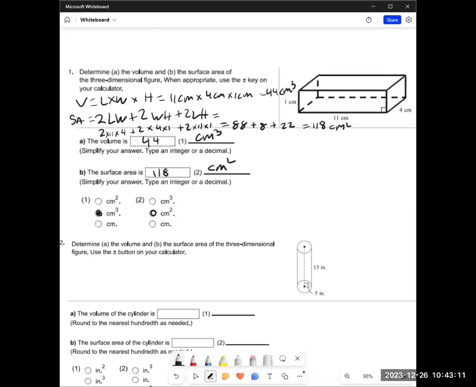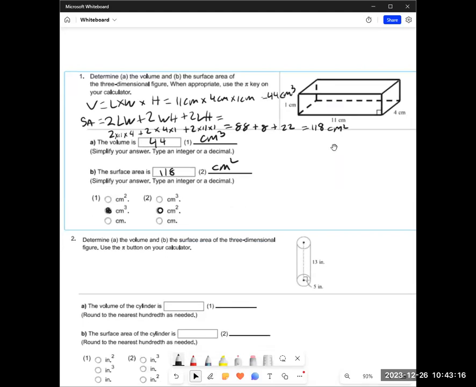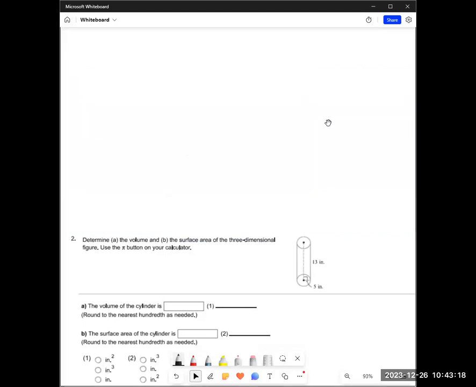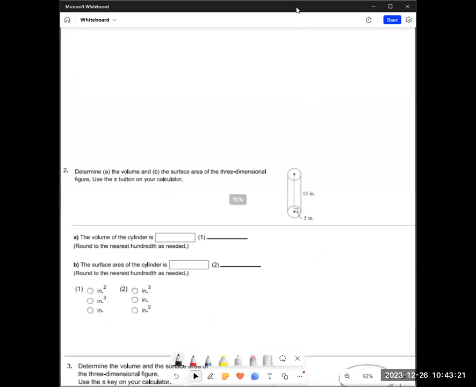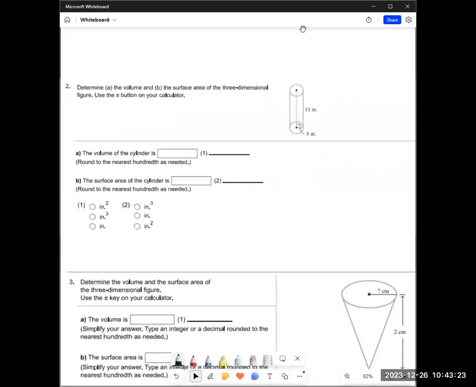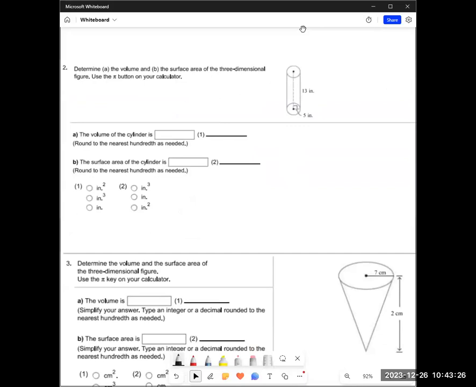All right, now we've got a cylinder. Let's go ahead and get rid of this problem and scroll on down here. We want the volume and the surface area of that right circular cylinder. The volume is pi r squared h. r is 5 inches and h is 13 inches. So 5 inches squared times 13 inches.